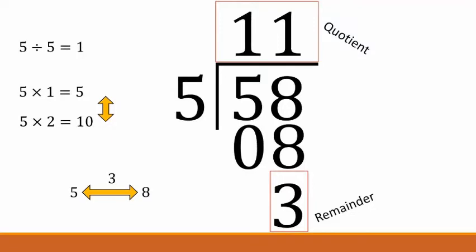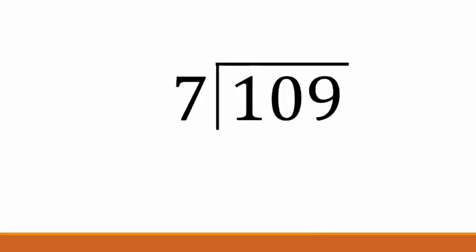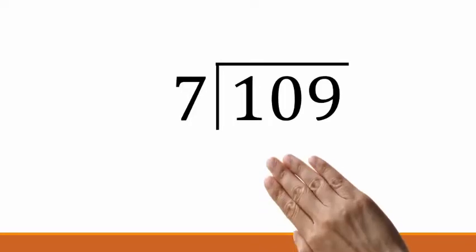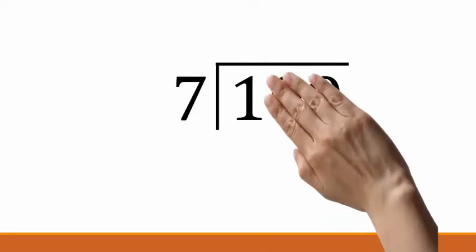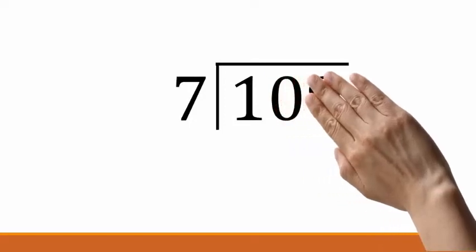Do you want another example? Of course you do. So let's check it out. 109 divided by 7. Well, the procedure is the same at the beginning. We are going to cover the numbers that we don't want. But something weird is happening here. We cannot divide 1 by 7 because 1 is lower. So we're going to do something slightly different. What if we move our hand one place to the right? Yeah, that's better. Now we can divide 10 by 7.